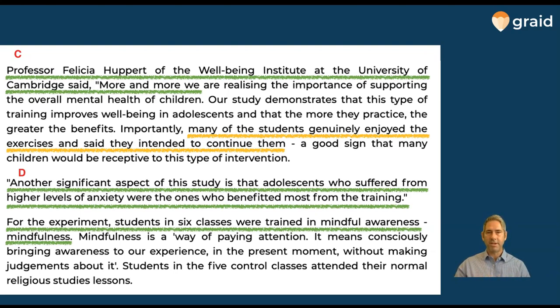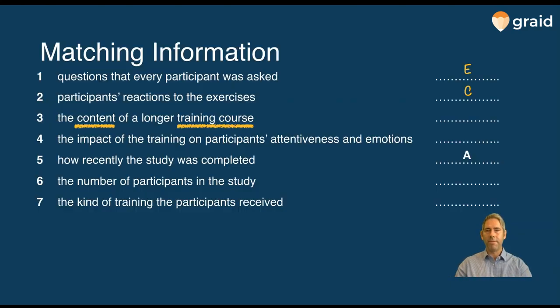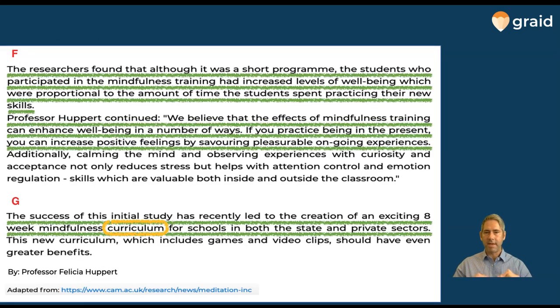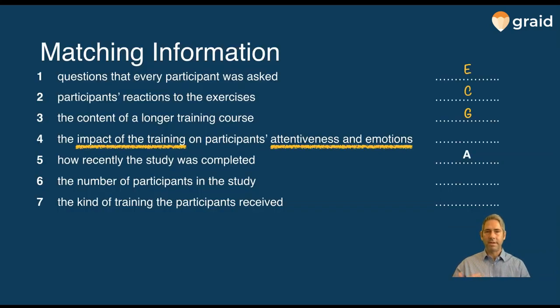But in this case, reactions has the same meaning, or this tells us the reactions. Many of the students genuinely enjoyed the exercises. So the reaction was they enjoyed them. So section C has that information. Then we're going to scan for a couple of words from number 3, content and training costs. Again, I will tell you this is a more difficult question because this actually has the same meaning. Content and training costs: this is curriculum. So section G, curriculum, tells us that that is the answer to number 3.